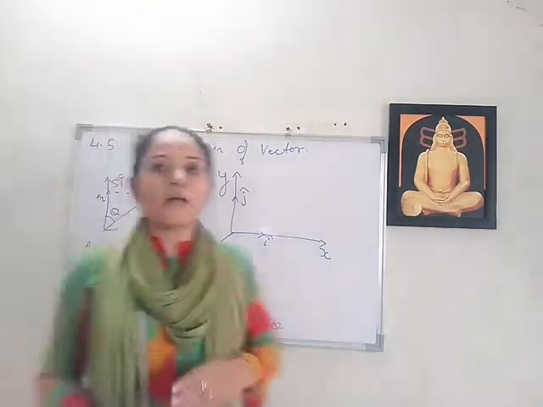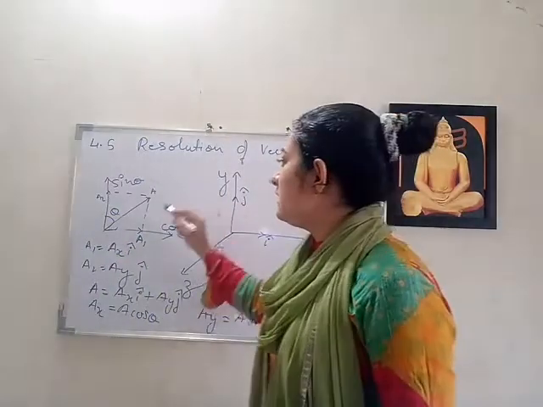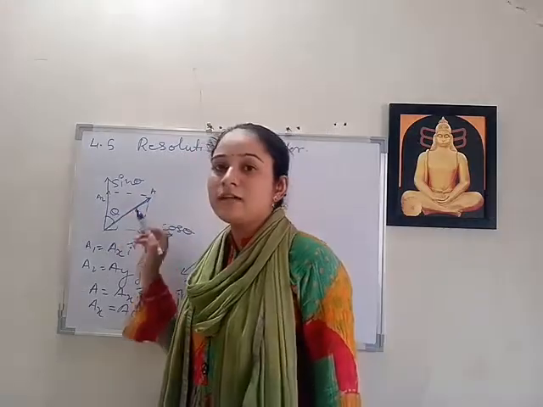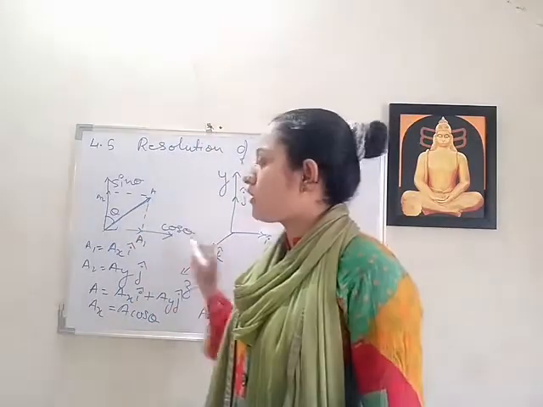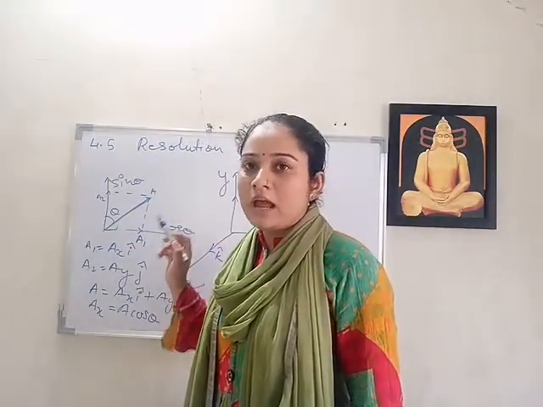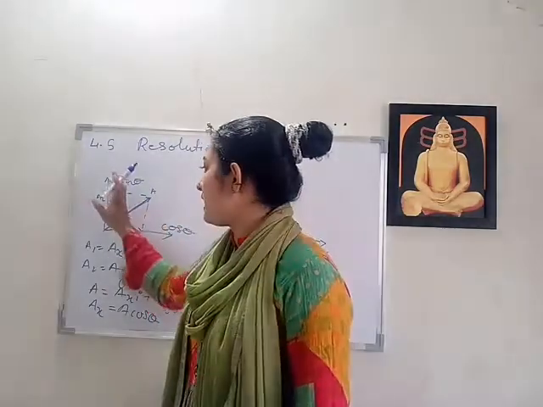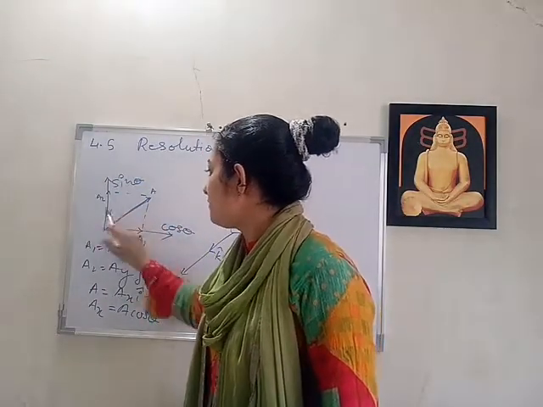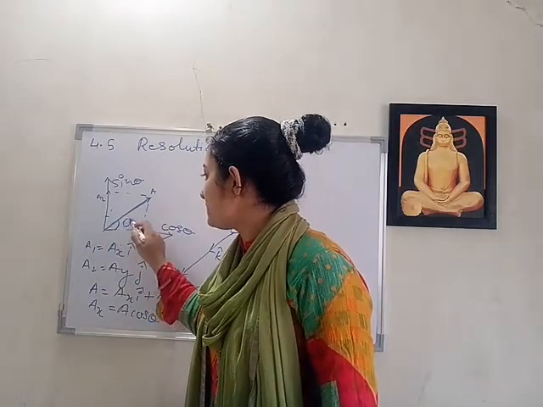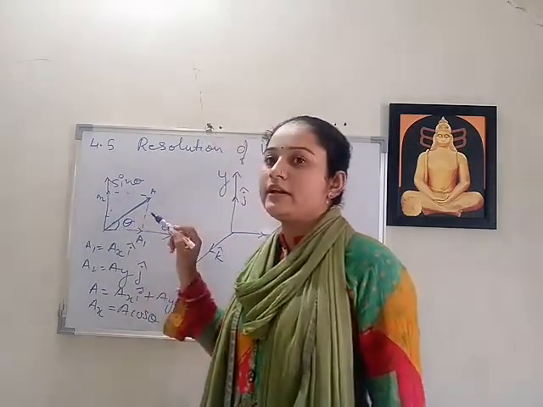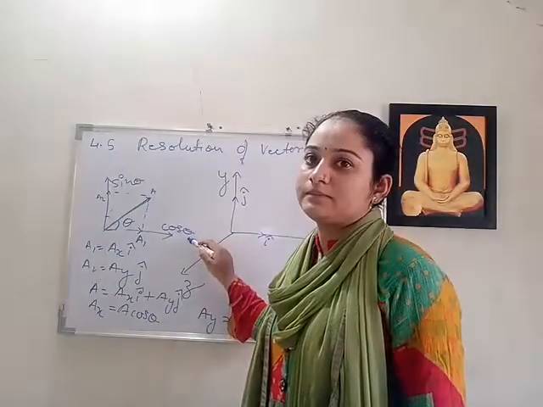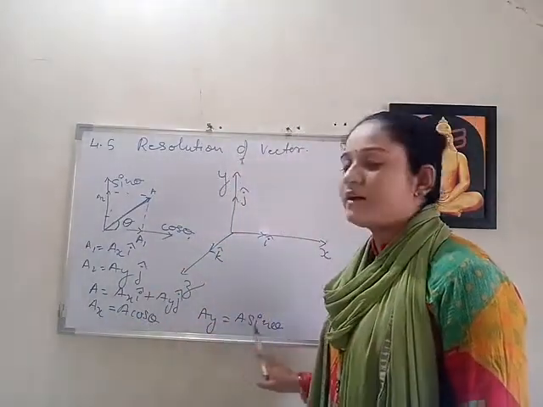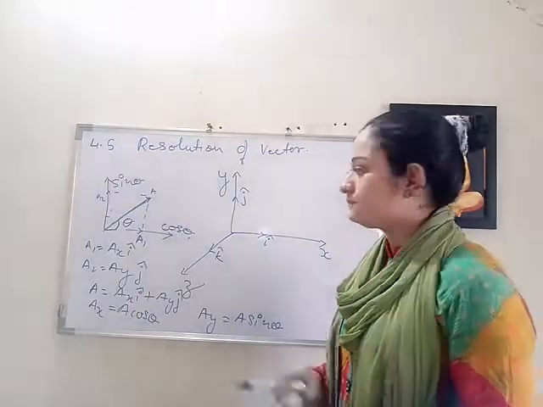So what I mean to say is, any vector makes an angle with one of the coordinate axes, and we have to take cos theta with the axis with which it makes the angle theta. Here we have written that it makes theta with the x-axis, so we will take cos theta. Clear? So here Ax equals A cos theta and Ay equals A sin theta.